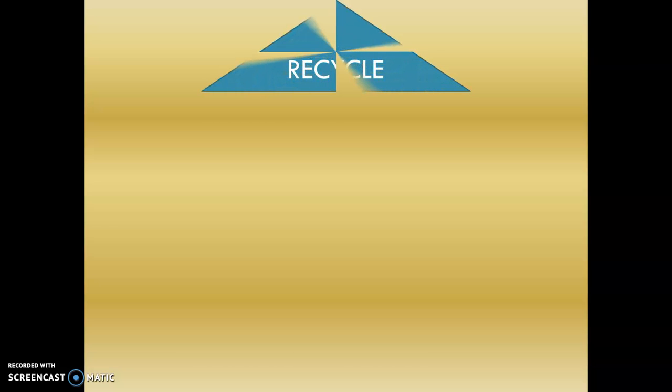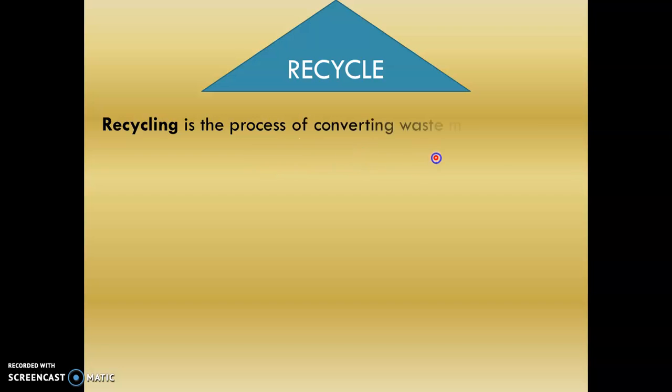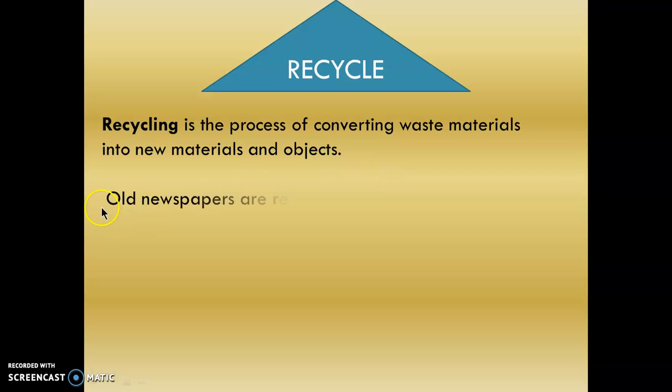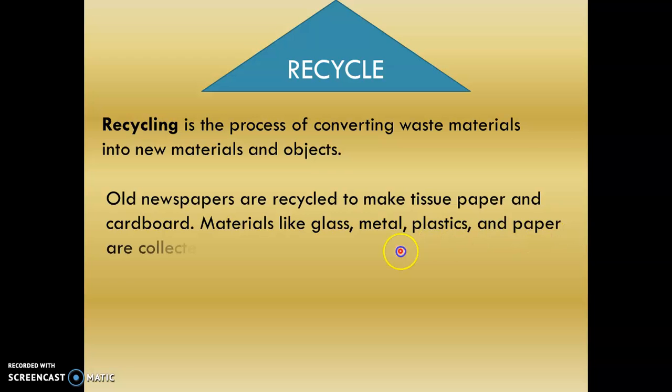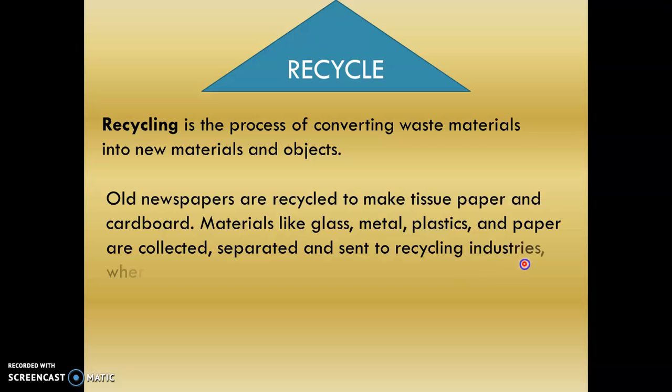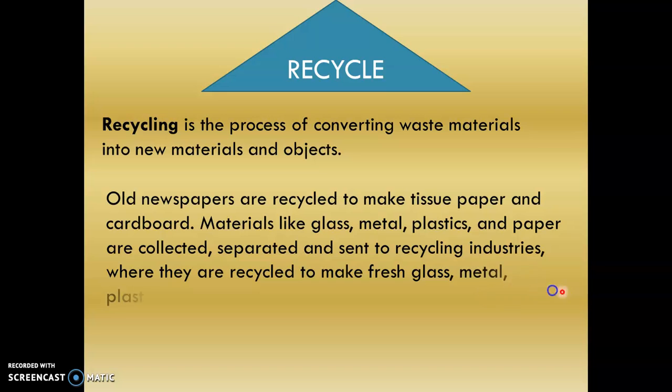It is also very important. Recycling is the process of converting waste materials into new materials and objects. So let's read what it says. Old newspapers are recycled to make tissue paper and cardboard. Materials like glass, metal, plastics and paper are collected, separated and sent to recycling industries where they are recycled to make fresh glass, metal, plastic and paper products.